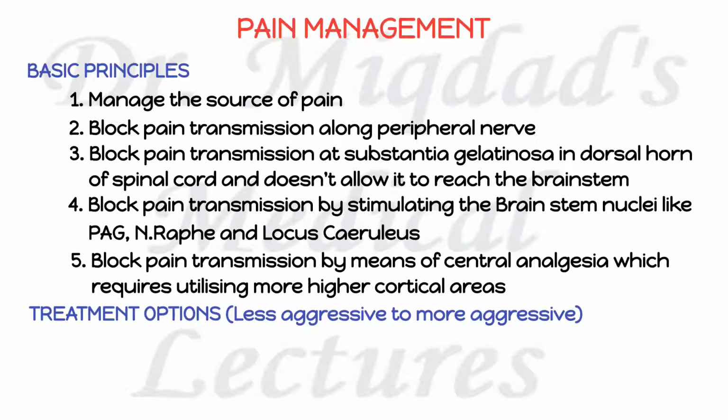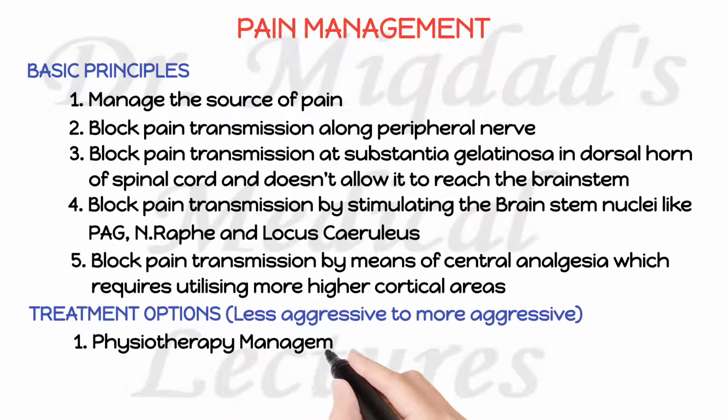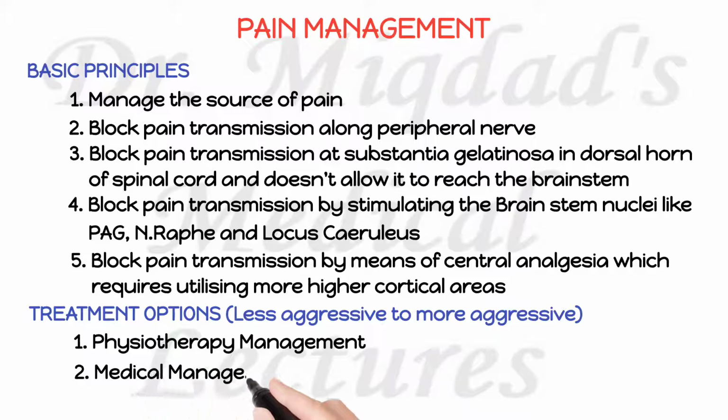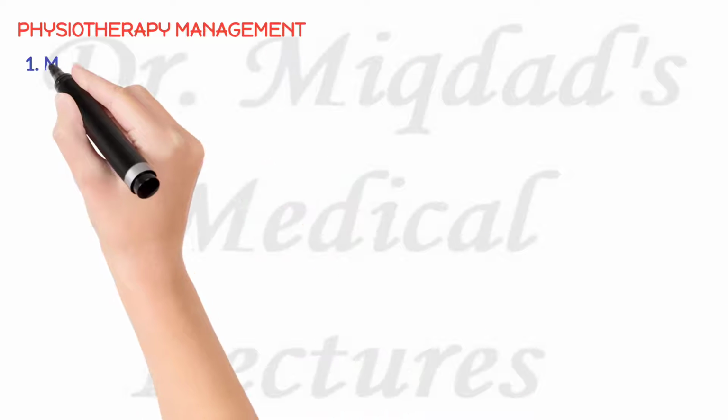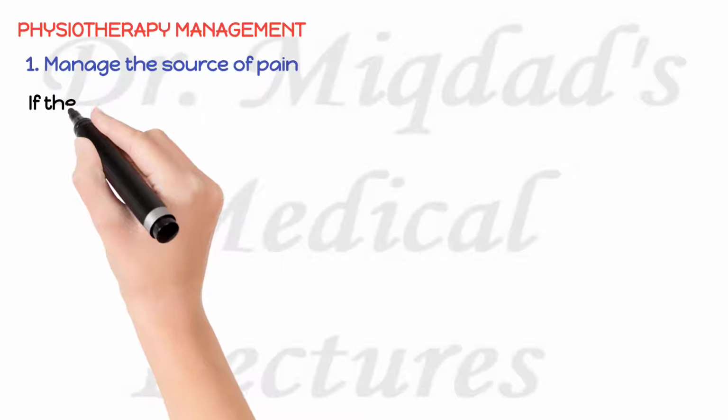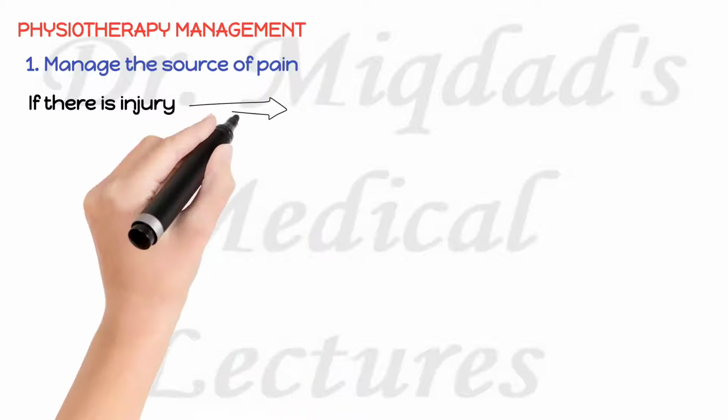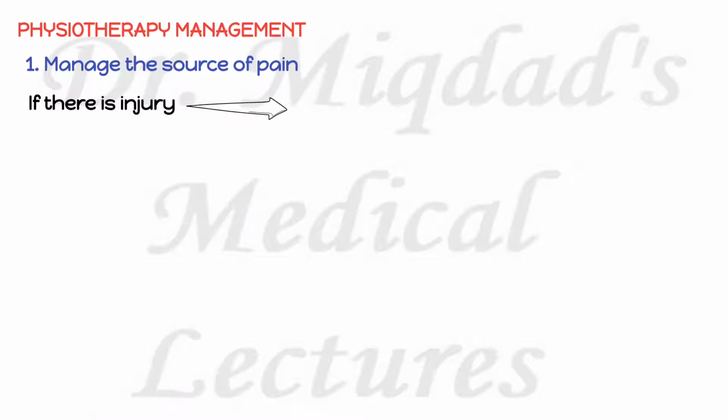The treatment options in order from least aggressive to most aggressive include: first is physiotherapy management, next is medical management, and then last and most aggressive one is interventional procedures. So let's begin with physiotherapy management. So first principle is to manage the source of pain. In case of injury, we should use the modalities which can promote healing.